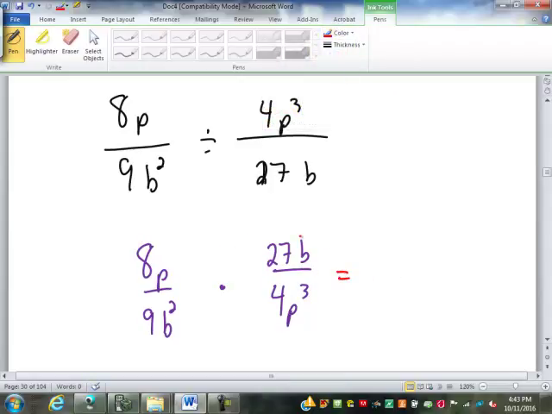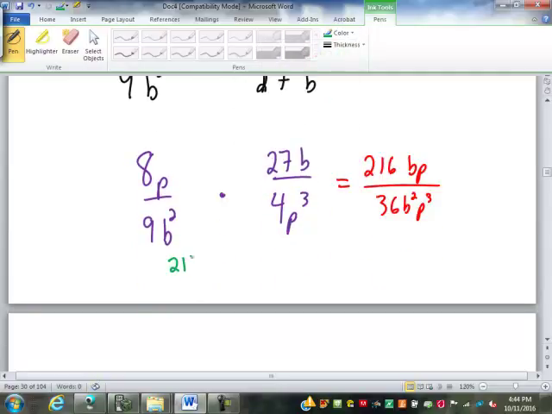So 8 times 27 is 216. P times B is going to be BP. 9 times 4 is 36. That'll be B squared P to the third. So I've got to reduce my 216 over 36. Can I make that a mixed number? No, because I got variables there, and I don't know what value those variables have. But I can divide both of them by what? Well, I see 2. They're both even. That's 108 over 18. Am I done?